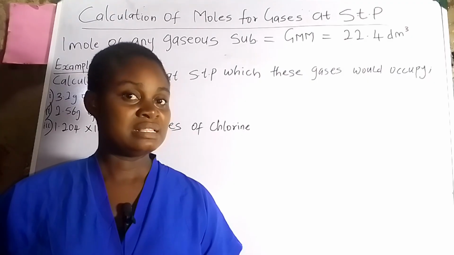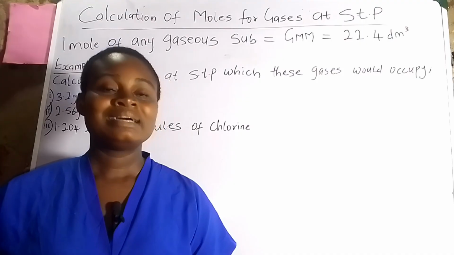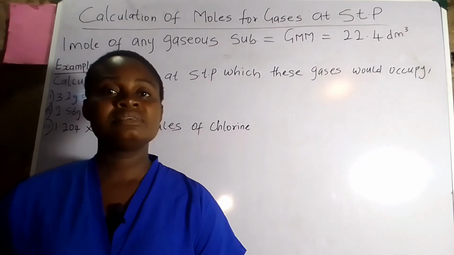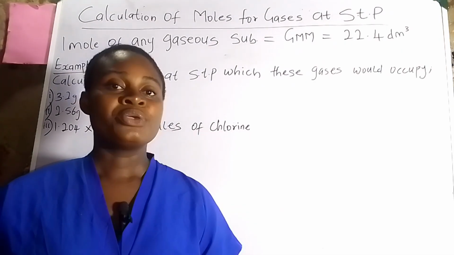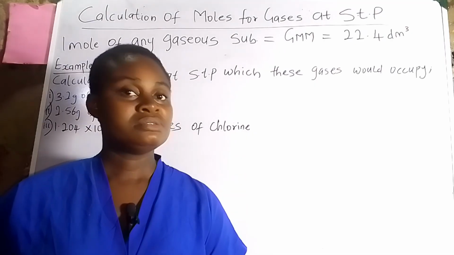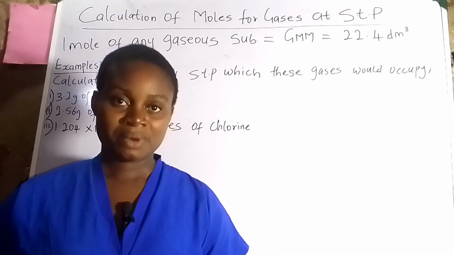So is the P there. The P stands for pressure, and the standard pressure is what? 760 millimeter mercury, or you can say it is 1.01 Newton per meter square.